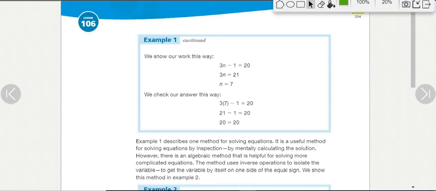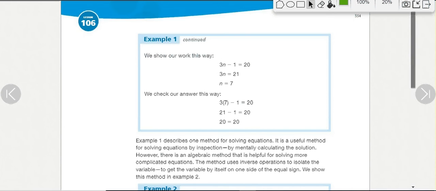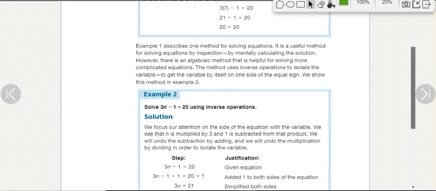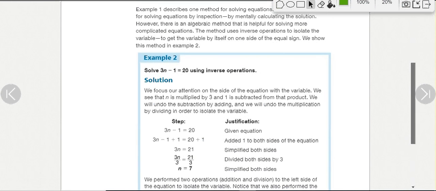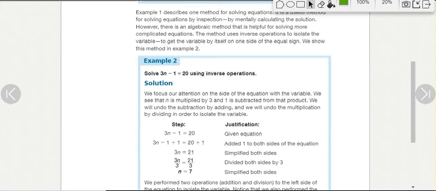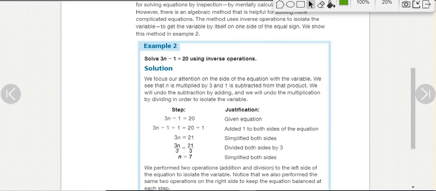We kind of used what's called inspection to mentally work our way through calculating the solution for that algebra. However, the algebraic method you're going to use that's most helpful for solving especially complicated ones that don't work out as simply as that one is using inverse operations to isolate the variable. There's a lot in what I just said. It's written down right here on the page. Using inverse operations to isolate the variable.